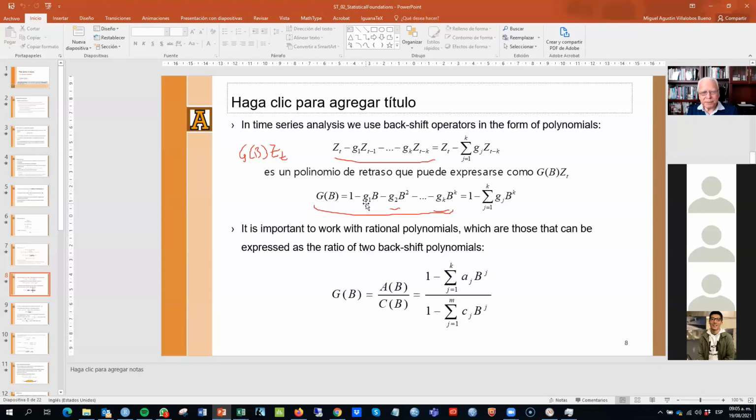Now, these polynomials, if you recall your classes in algebra, we have what's called rational polynomials. And we will be working with rational polynomials. So we want to work with polynomials such that any polynomial G of B that we will be dealing with, we want to be able to express it as the ratio of two polynomials. So G of B can be expressed as a ratio of the polynomial A of B and the polynomial C of B. Okay, that's a rational polynomial.